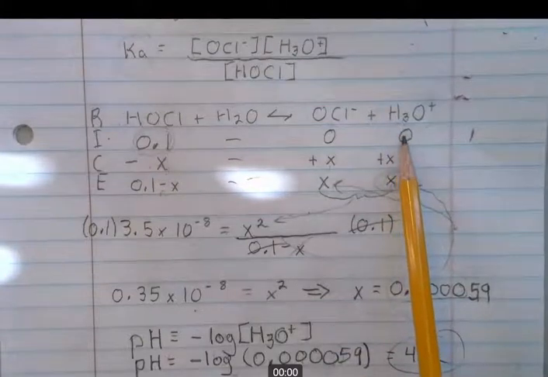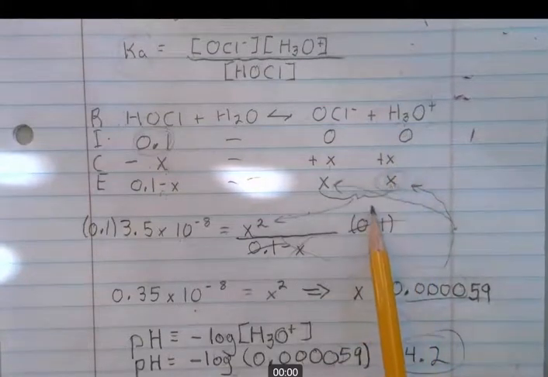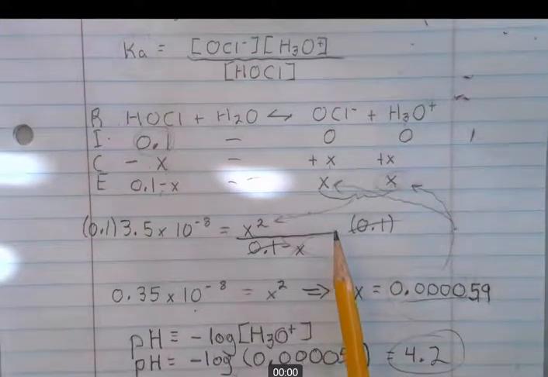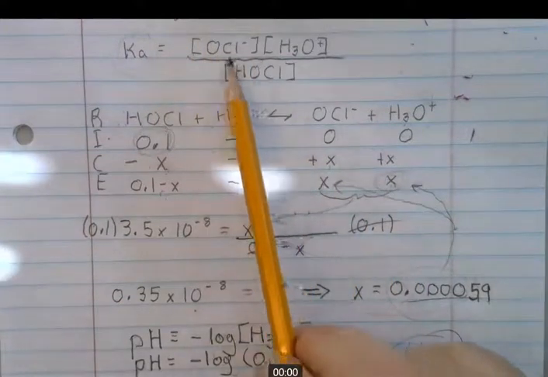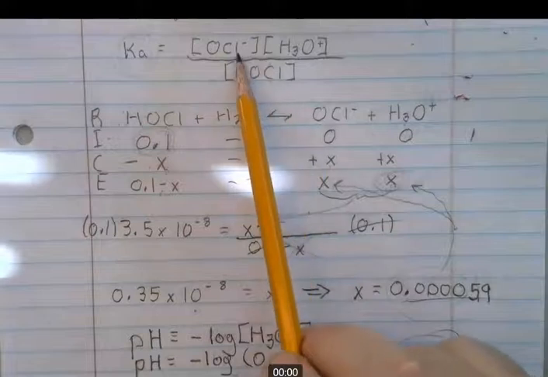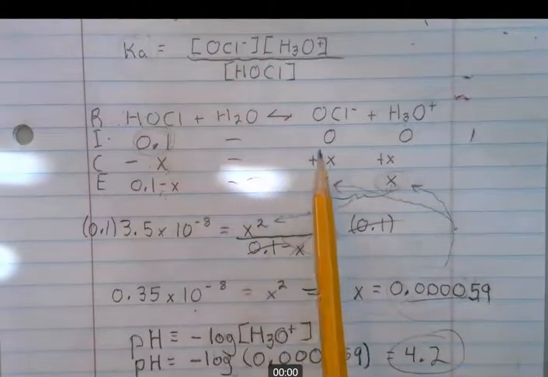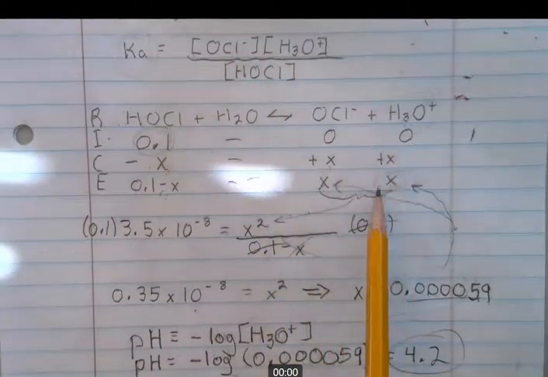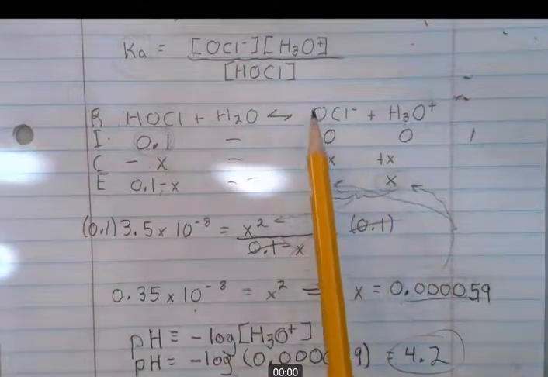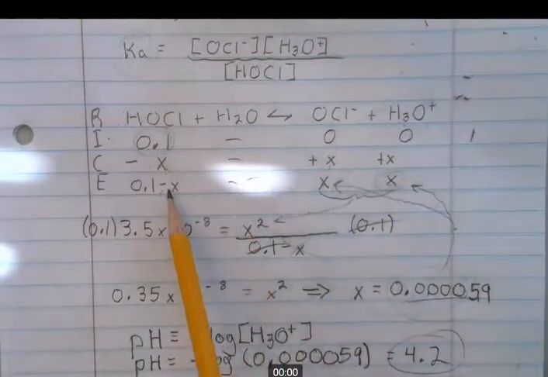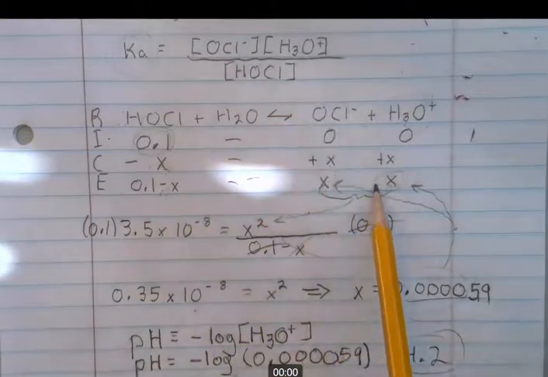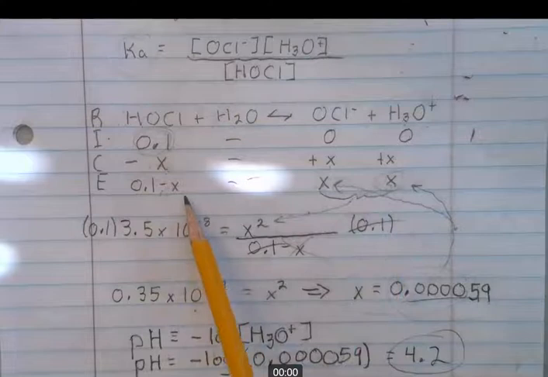So hydronium is 0 plus X, which is X. Now down here, we set up our law of mass action. We actually wrote the equation up here. This represents the X right there. This hydronium is the X right there. And this HOCl is the 0.1 minus X. So it's these two: X times X over 0.1 minus X.